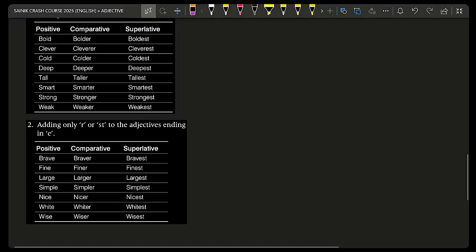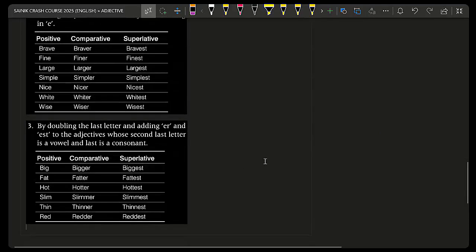And next, the third type of creating the comparative and superlative degrees is by doubling the last letter and adding ER and EST to the adjectives whose second last letter is a vowel. So the rule for this is the last letter must be a consonant and before that we want a vowel. You look at the word big. Big is ending with which type of letter? Consonant. And before that I is a vowel. So such types of adjectives are there.